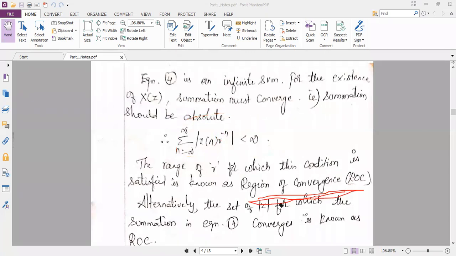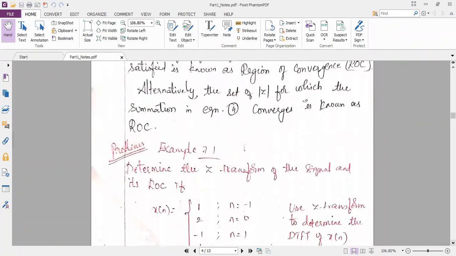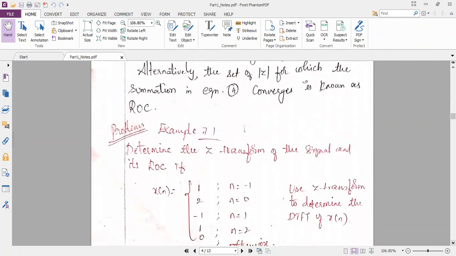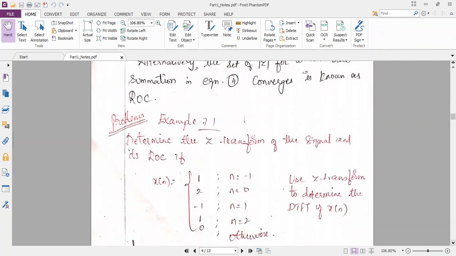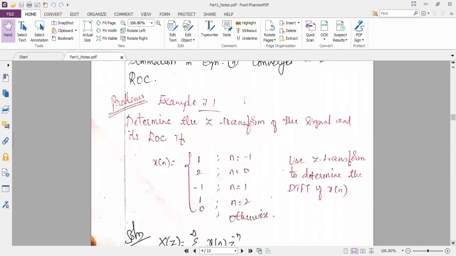So this is just the introduction of Z transform. So we will solve the problem. So I have taken example problems from the prescribed book. So we start with the easier problems. So take down the question.